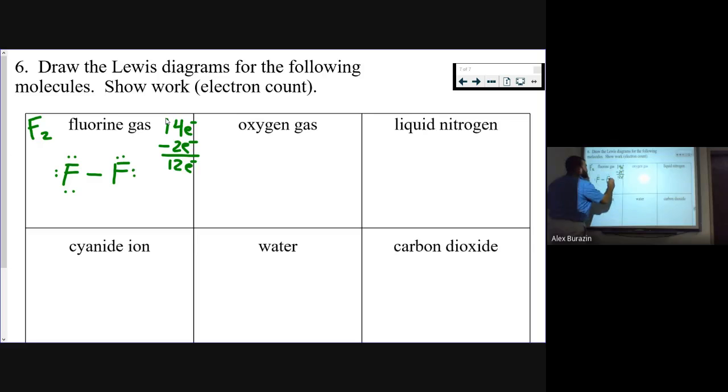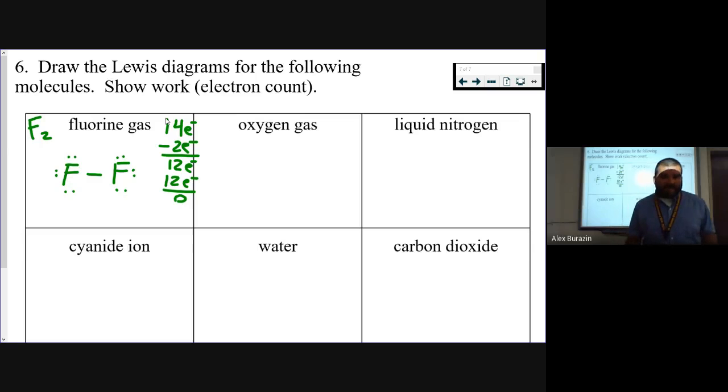On the other fluorine, we'll do the exact same thing. We'll add the other 6 electrons over there as 3 lone pairs. I've added 2, 4, 6, 8, 10, 12 electrons, and I have none left to work with. That's good. That's what we want. The goal is to write these bonds in, add the electrons as lone pairs where needed, and satisfy the octet rule for every atom in these diagrams.